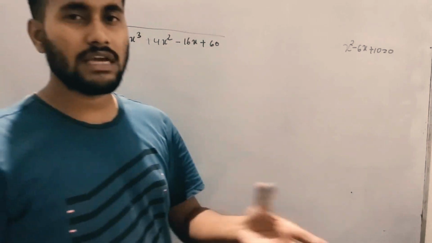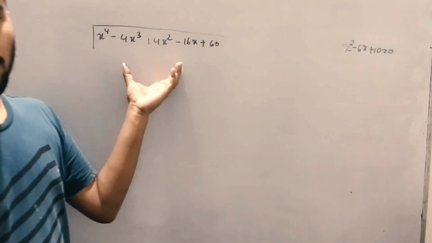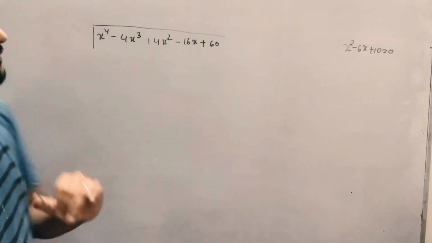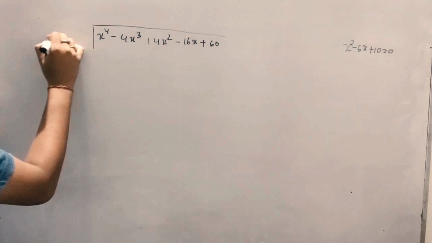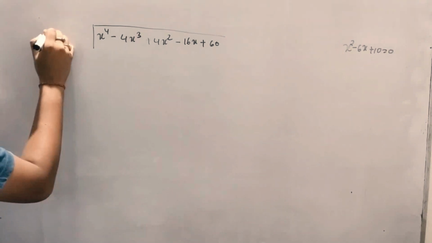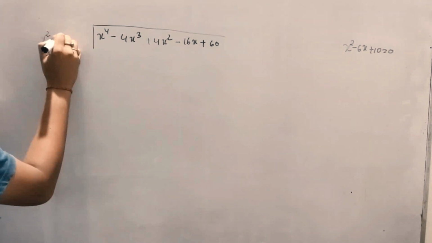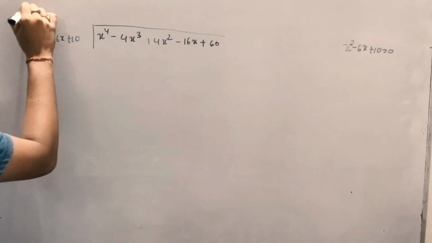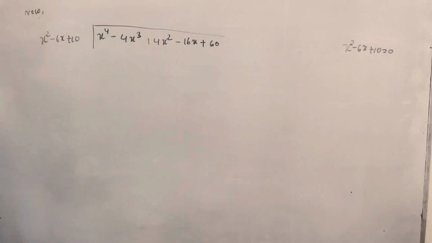x equal to 3 + i is the root of this equation. So this will satisfy this equation, so your remainder will be 0. Always keep that in mind. So divide this one by x square minus 6x plus 10. x square minus 6x plus 10.